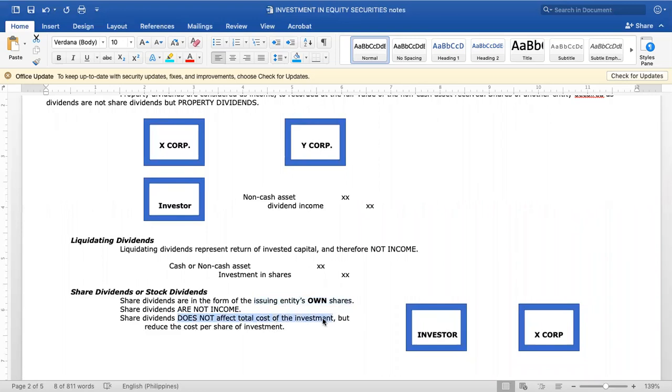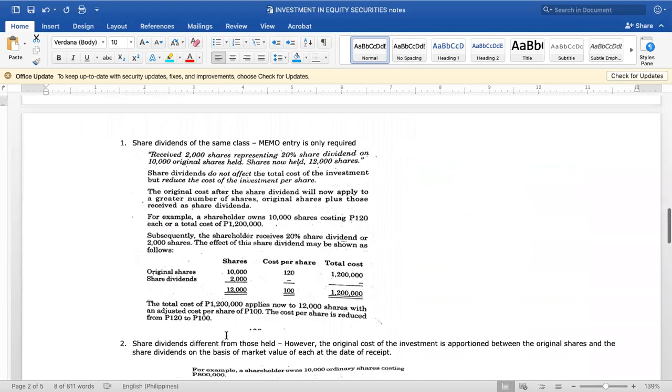Yes, it increases the number of shares. Siyempre, nadugangan ka og shares, increase the number of shares. It does not affect the total cost of the investment, but it reduces the cost per share of investment. Okay, let's have an illustration.